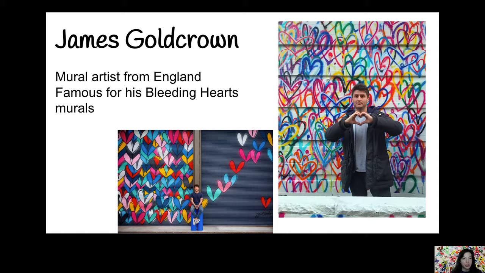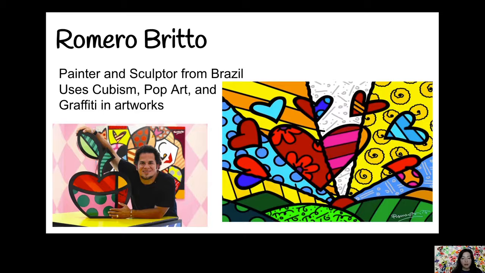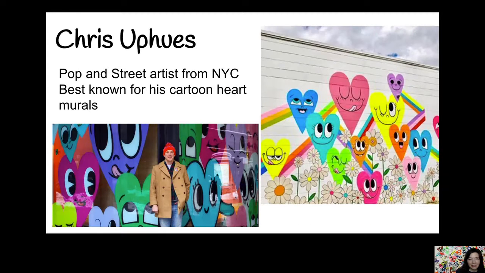Then there's Romero Brito. He is a painter and sculptor from Brazil. I'm not showing you maps today, but Brazil is a country in South America. And he uses cubism, which we learned about last week, pop art, and graffiti to create his artworks. As you see here, we have some hearts, and he has them divided up into sections, and each section has a new pattern in it. So it is very much like our abstract portraits from last week. And don't be surprised, I'm going to do a bonus Valentine lesson in the Bitmoji classroom if you see this again with Romero Brito.